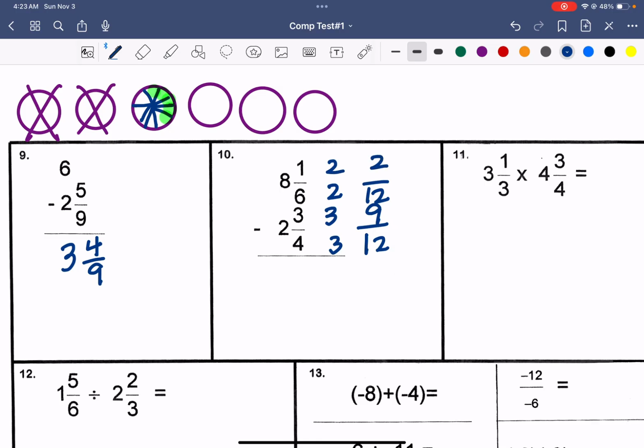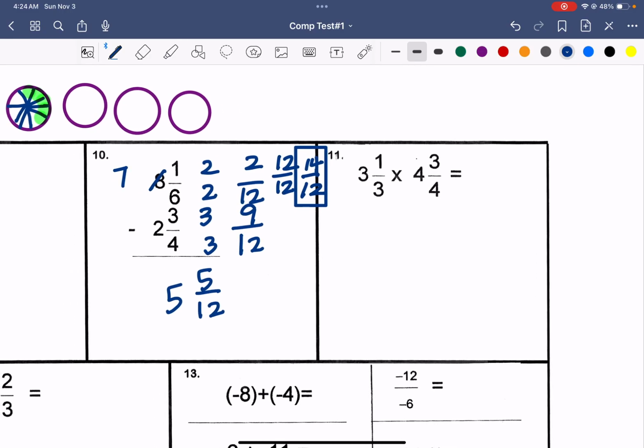I can't take 9/12 from 2, so I am going to borrow 1, which is 12 over 12. Now I can end up with 14/12, take away 9/12, which is 5/12. Here we go.